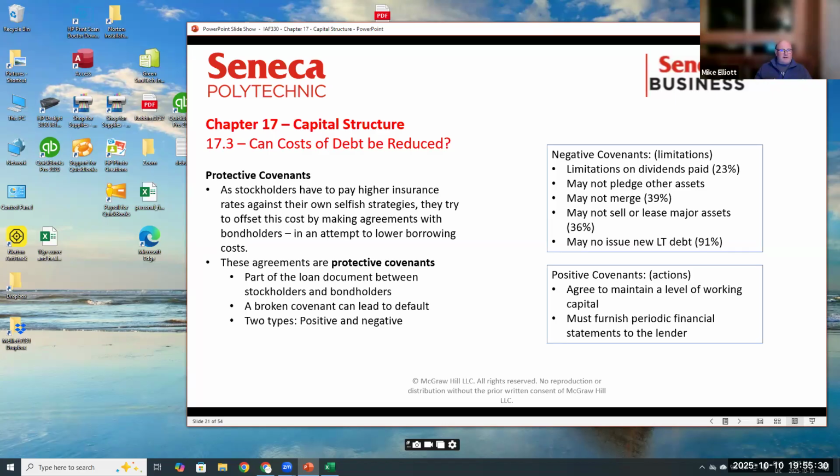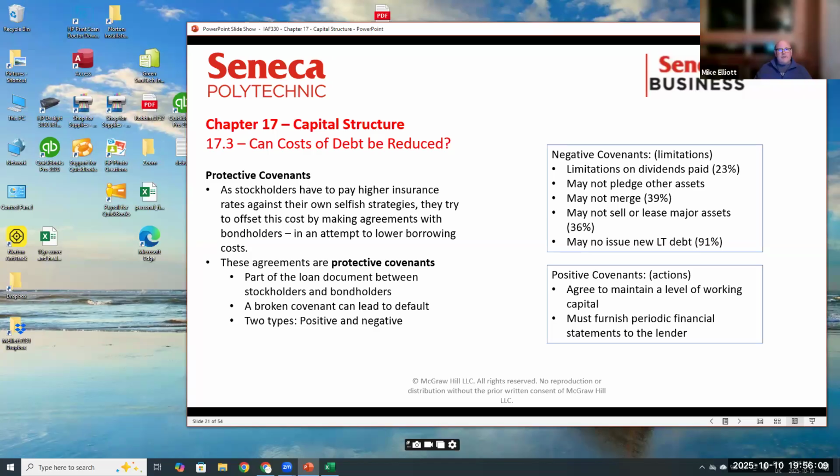Now, there can be two types of covenants, positive covenants and negative covenants. A negative covenant says you can't do this. I'm limiting the amount of dividends you can be paid. I'm making sure you cannot pledge assets that you've already pledged to me. Can't merge, because if you merge, we have an uncertainty of what happens to the stuff that I have a claim on. You can't sell or lease out any of your major assets that I might already have a claim on.